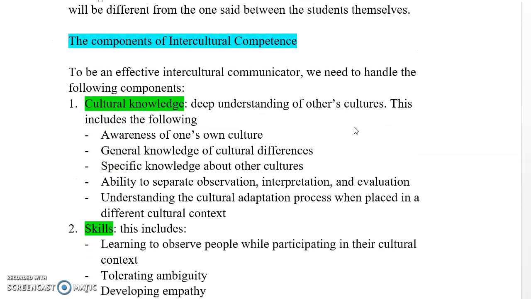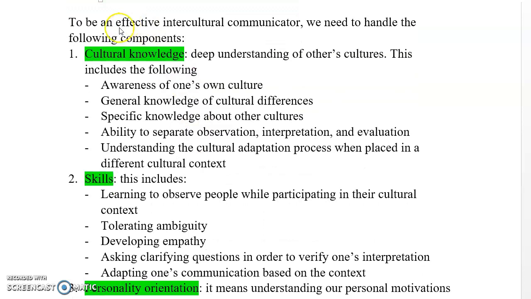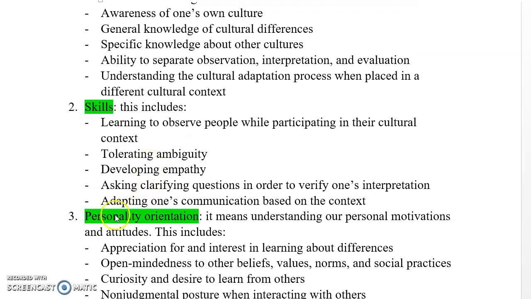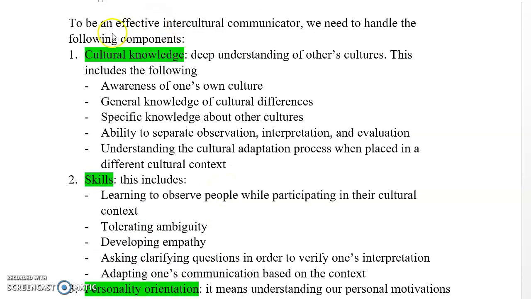Okay. Now, the components of intercultural competence. To be an effective intercultural communicator, and what I mean by intercultural communicator again is that you are communicating with somebody from a different cultural background, we have to handle the following components. Number one, we have to come up with cultural knowledge, skills, and personality orientation. Let's go ahead with the first one, cultural knowledge.